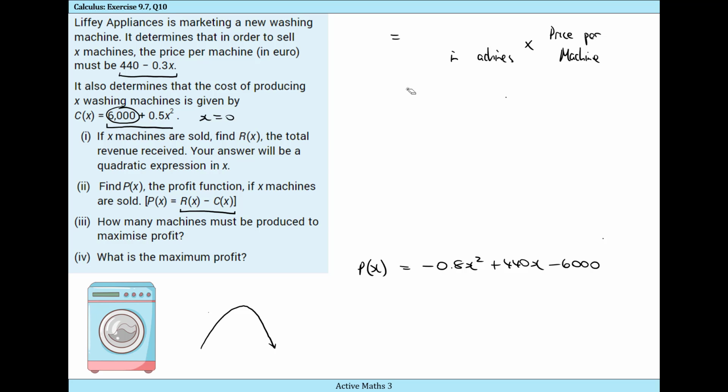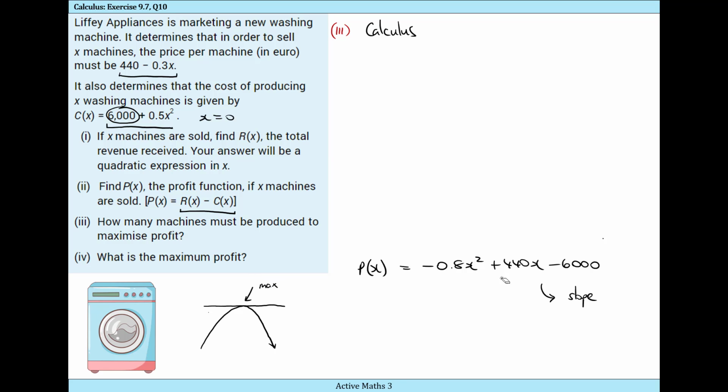Lots to erase. So part three of the question asks us how many machines must be produced to maximize the profit. So we're doing a functions and graphs question, but there's some calculus involved. In calculus, or differentiation, to maximize or minimize a function, we differentiate that function and then let it equal 0. If you think about that on a graph, if we differentiate a function, we find the slope, and the maximum point on an n-shaped curve would have a slope of 0. If you were to draw a tangent at the point where the maximum occurs, the slope would be 0.